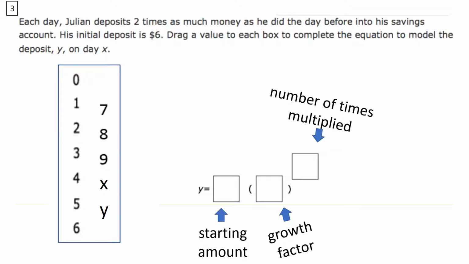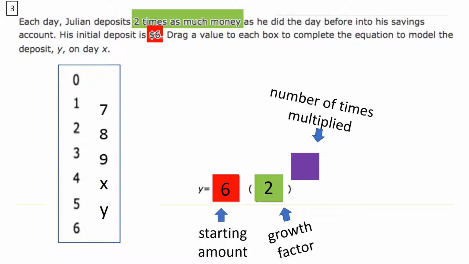So each one of these is represented somewhere in this paragraph. Let's look at the first one, our starting amount. Well, our starting amount is an initial deposit, that's $6, so that starting amount is going to be 6. The next piece, the growth factor. Well, what are we multiplying by each time? Well, it said that too. Each time we deposit 2 times as much money, which means that's going to be 2, because we're going to multiply by 2 every new day.